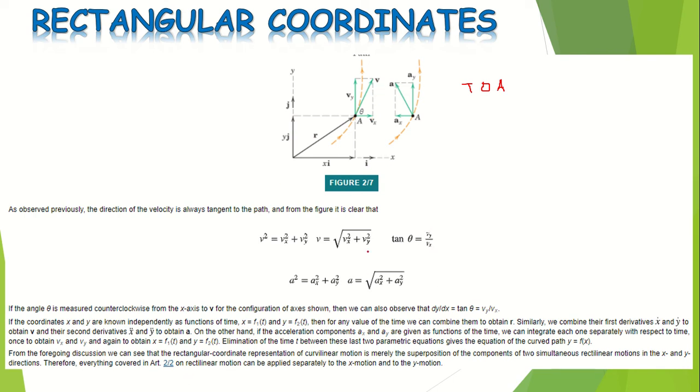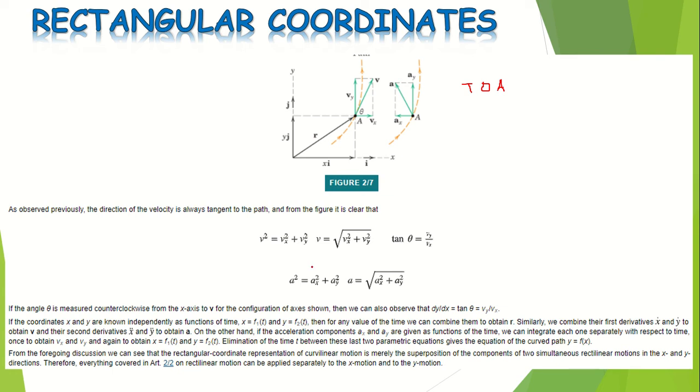And for this part here, for the acceleration, again using the Pythagorean theorem, a here, the acceleration, is the hypotenuse of this triangle here.